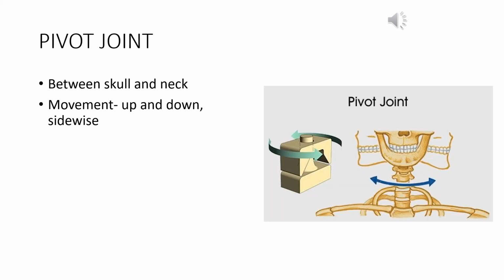The third type of the movable joint is called the pivot joint, and it is present between the skull and the neck. Pivot is a central point around which another structure can be moved. In a pivot joint also, there is a central bone around which another bone is moving. It is found between the skull and the neck. The skull is moving around the neck bone, which is the vertebral column. So here the vertebral column is the pivot point around which the skull is moving. It allows movement in up and down direction and sidewise direction.